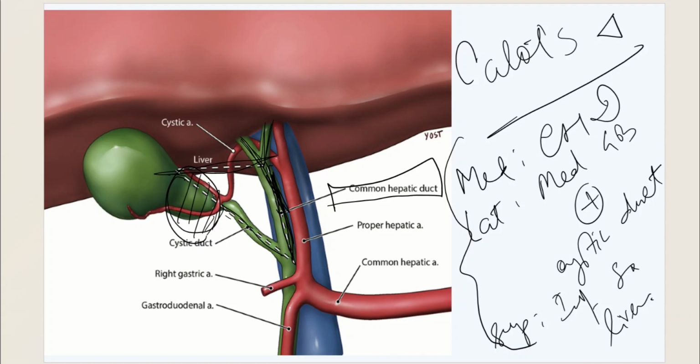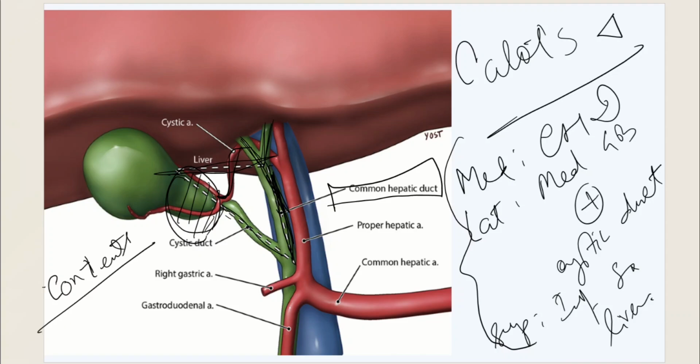What is the content of Calot's triangle? In old literature, this is the cystic artery. This is the cystic artery supplying the gallbladder. In old literature, the cystic artery was considered a boundary of Calot's triangle. But nowadays, according to the latest guidelines, it is a content of Calot's triangle.